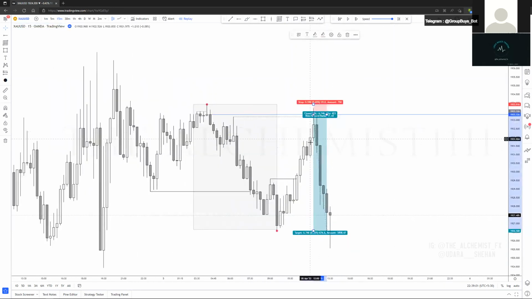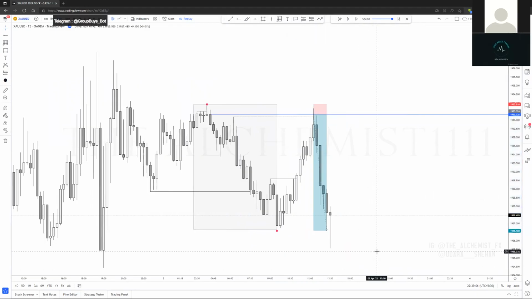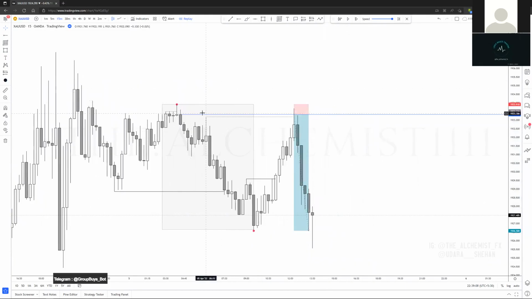Look at when the setup got tapped in. This is London. Every time, 15 minutes before London. That is why we focus on that time.